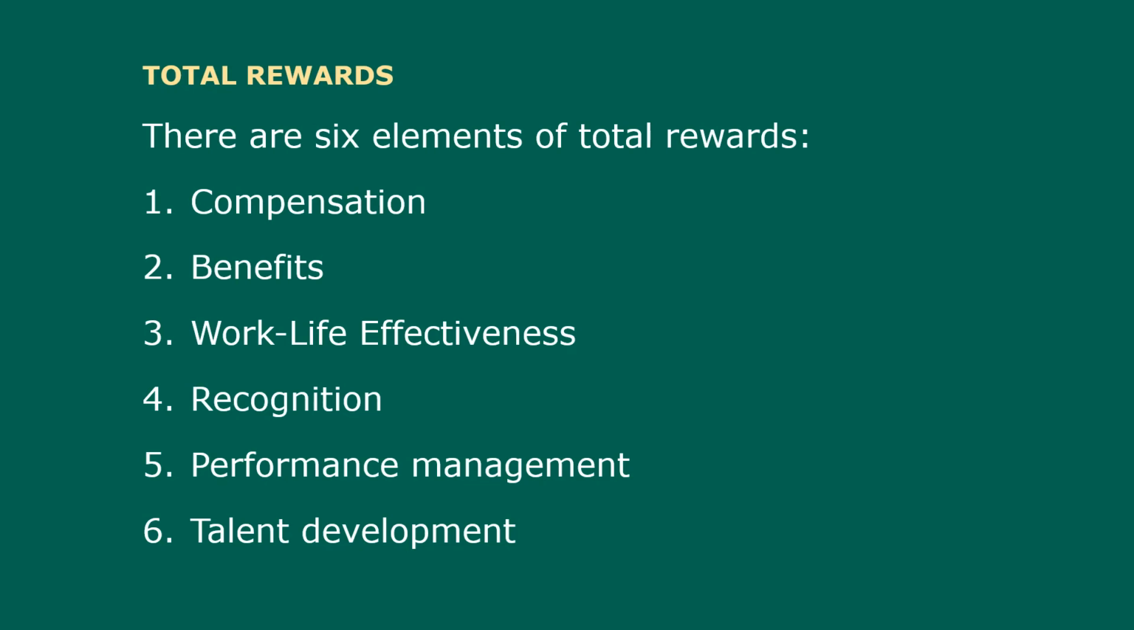There are 6 elements of total rewards, each of which includes programs, practices, elements, and dimensions that collectively define an organization's strategy to attract, motivate, retain, and engage employees. These strategies include compensation, benefits, work-life effectiveness, recognition, performance management, and talent development.